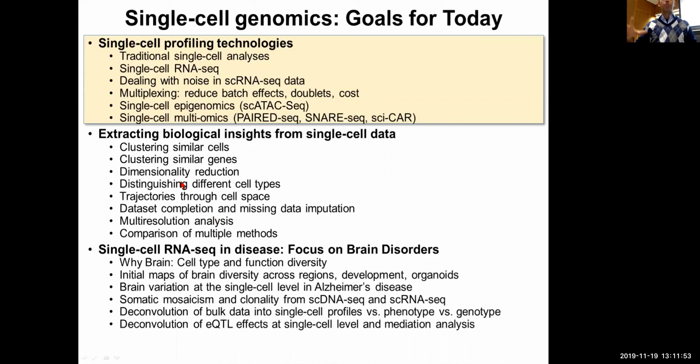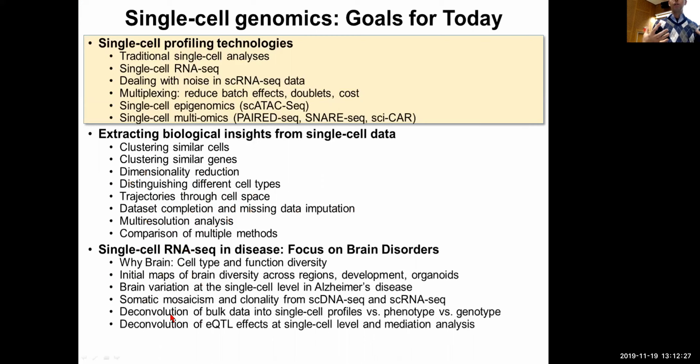The second part is going to be all about analysis of these data sets. Basically, how do we cluster similar cells? How do we cluster similar genes? How do we reduce the dimensionality? How do we distinguish different cell types? How do we paint trajectories through developmental space or disease space or state? How do we complete data sets and impute missing data? How do we analyze data sets at multiple resolutions? And a comparison of the multiple methods. So this is just methodology, focusing on the tools. And then focusing on the applications.